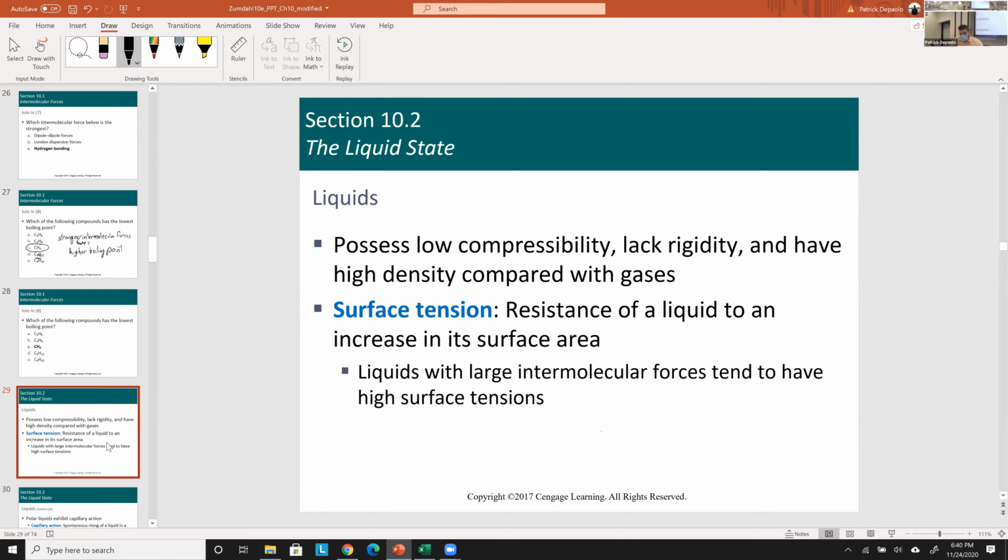So they don't really compress much. They're dense compared to gases. They have surface tension, and they have large intermolecular forces in comparison to gases. And their intermolecular forces directly correspond to two things. One of them is written here: surface tension. Large intermolecular forces mean higher surface tension. Also, large intermolecular forces mean higher viscosity.